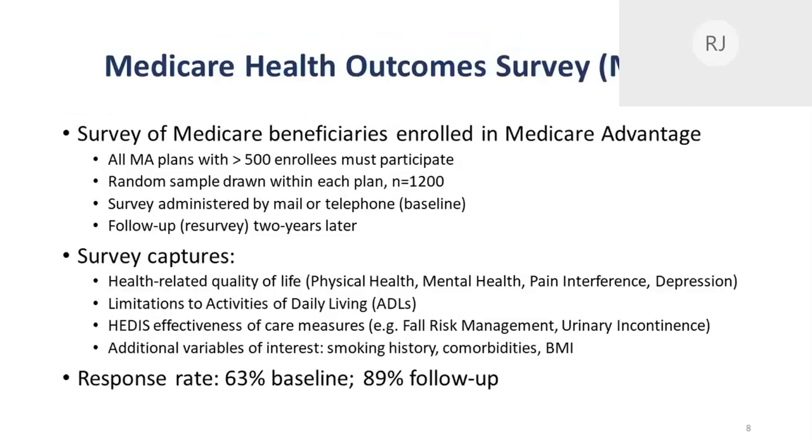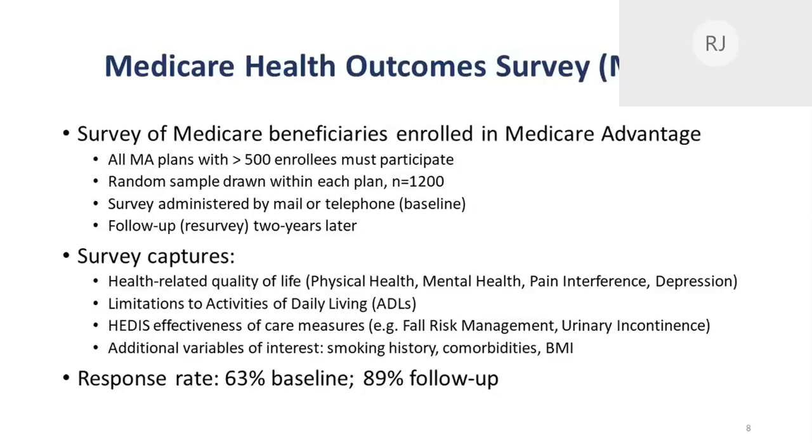The Medicare Health Outcomes Survey is a survey of Medicare beneficiaries enrolled in Medicare Advantage. All Medicare Advantage plans with over 500 enrollees must participate, and a random sample is drawn from each plan. Surveys are administered by mail or telephone, and follow-up occurs 2 years later with the same person.